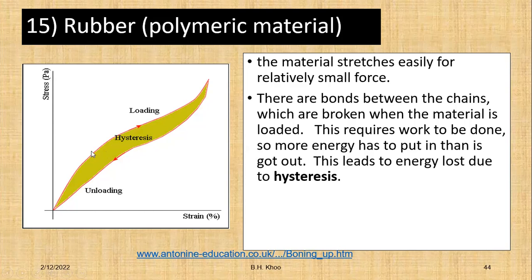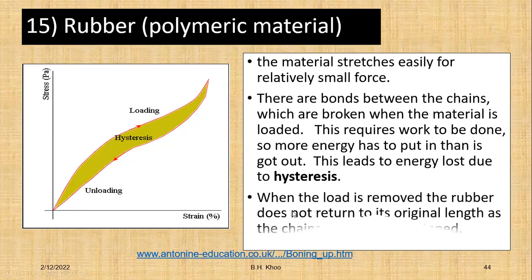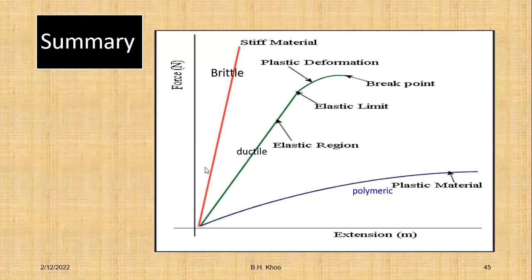So where the two curves don't coincide, we call it hysteresis. The curves for loading and unloading don't coincide. So when the load is removed, this is the one where the load is removed. Rubber does not return to its original length. Sometimes some books will show you go to original length, but sometimes it doesn't. But anyway, you will find it warmer. Touch rubber, it is warmer because some work is done in the material.